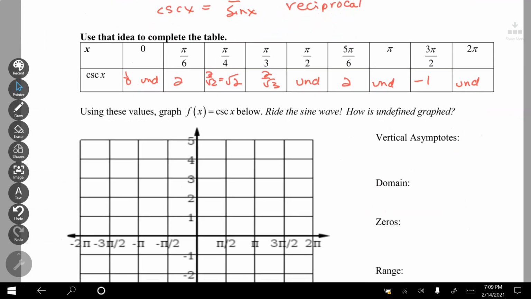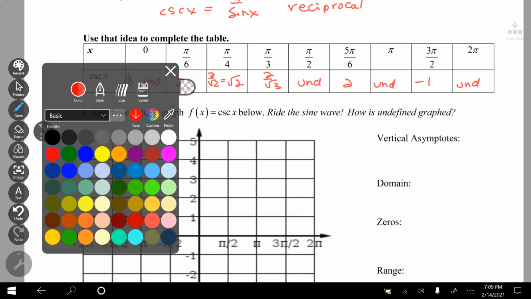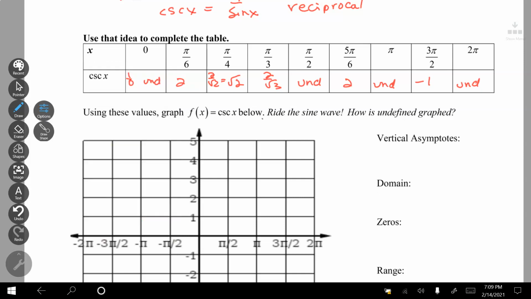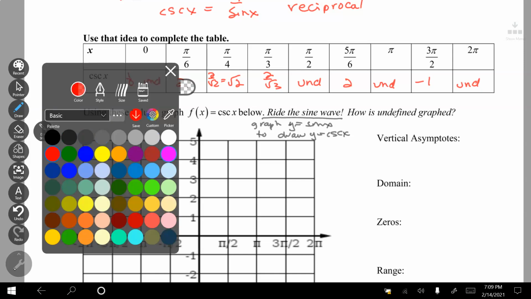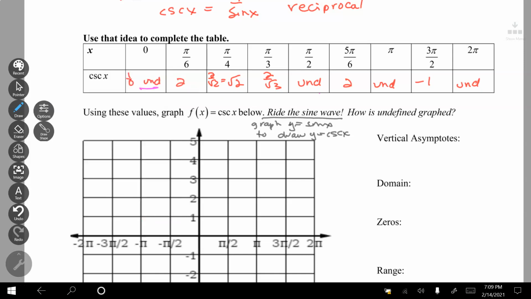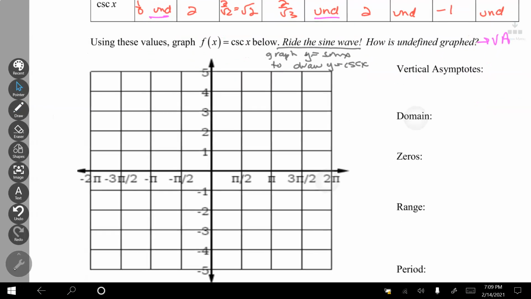So my question is, how am I going to do this? Well, what I'm really going to do is graph y equals sine of x to draw y equals cosecant of x. I have some values here that are undefined, as you see. So how do I graph undefined? Those are just going to be vertical asymptotes. So first thing I'm going to do is graph sine of x. I'm going to do that in gray.